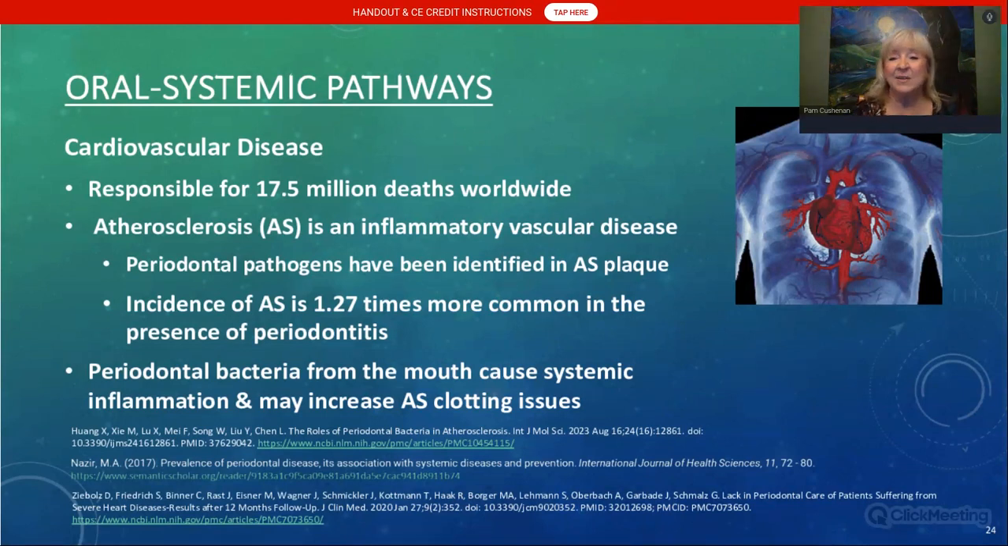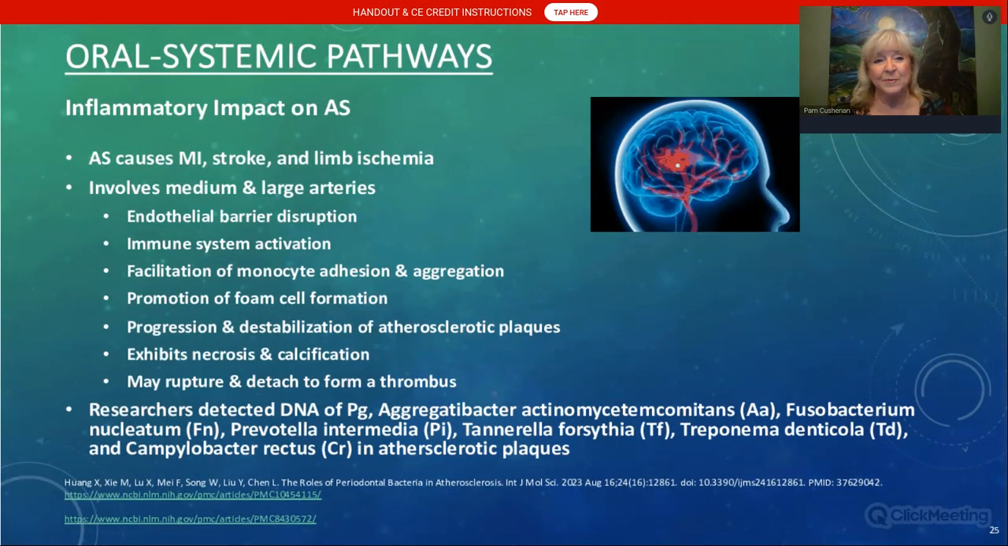We also know that when there's periodontal bacteria causing chronic infection, there's going to be an inflammatory response that causes ulcerated tissues and can lead to atherosclerotic clotting issues. Why? How? Why do we care? Well, atherosclerosis can lead to MIs, stroke, and limb ischemia. It involves the medium and large arteries.